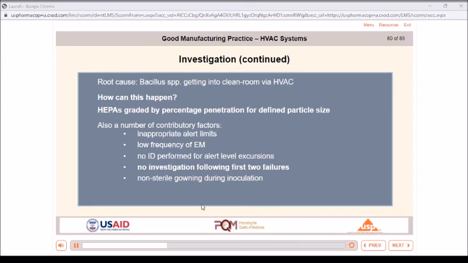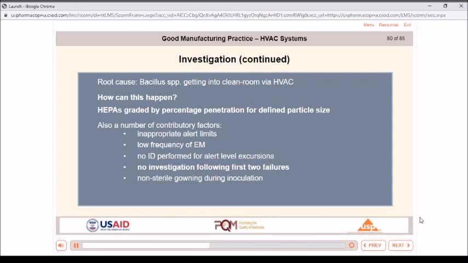The grade of HEPA required for grade D is lower than that required for grade C, and Bacillus spores are very small, 0.3 to 0.6 microns in diameter. There is therefore moderate risk of penetration of spores, and the risk is higher for grade D than for grade C. This was an important lesson learnt for the investigation team.